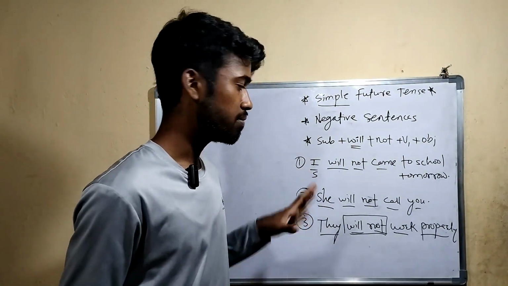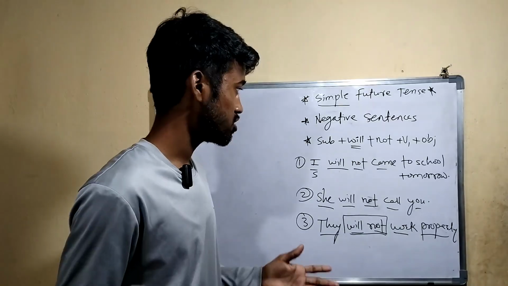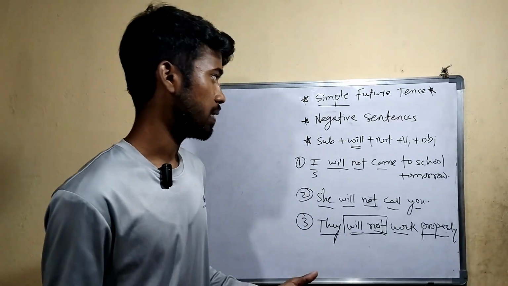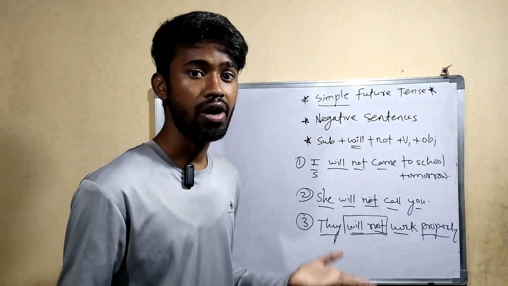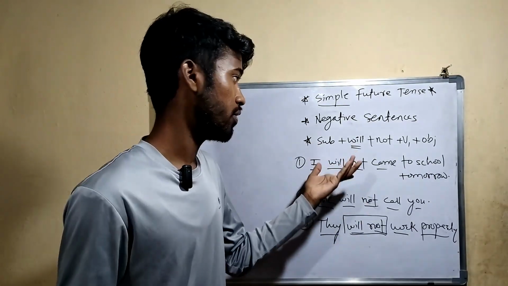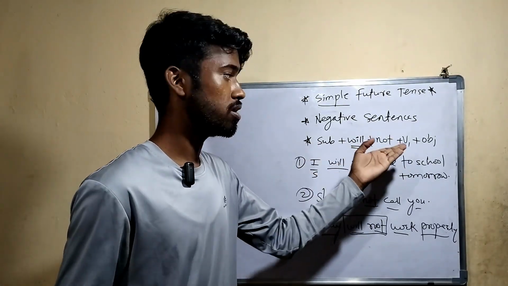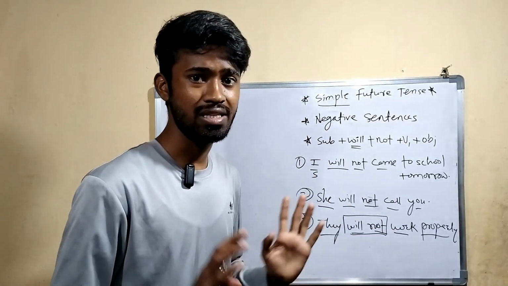Okay, these are the few examples. You understood, right? It is very easy, so I'm not taking many examples here. So what is the tricky part here? You just need to add not after the helping verb, which is will here. Okay, subject plus will not plus first form of verb plus object, that's it.